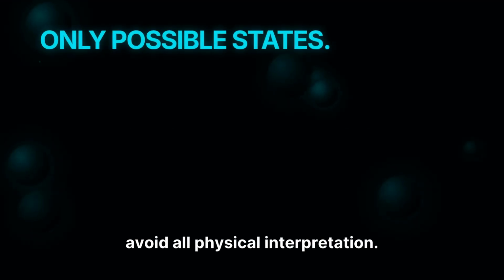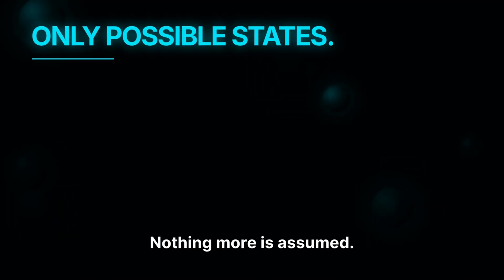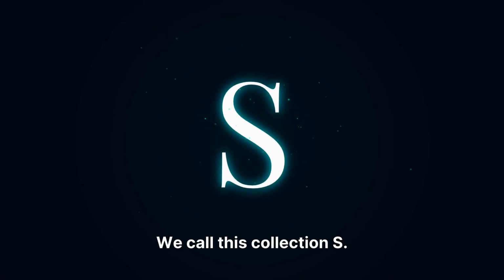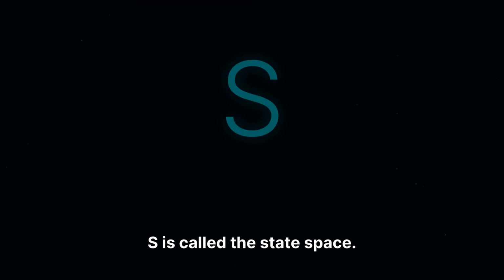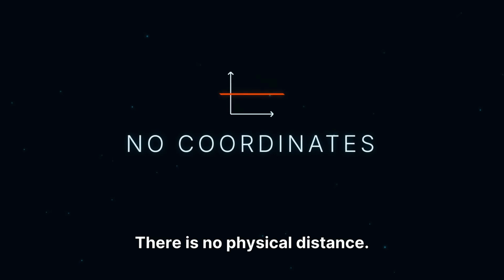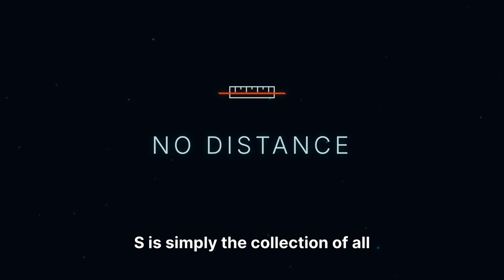So at the most minimal level, we avoid all physical interpretation. We simply say, there exist possible states. Nothing more is assumed. We give a name to the collection of all possible states. We call this collection S. S is called the state space. But the word space here does not mean geometry. There are no coordinates. There is no physical distance. There is no predefined structure. S is simply the collection of all possible variants.